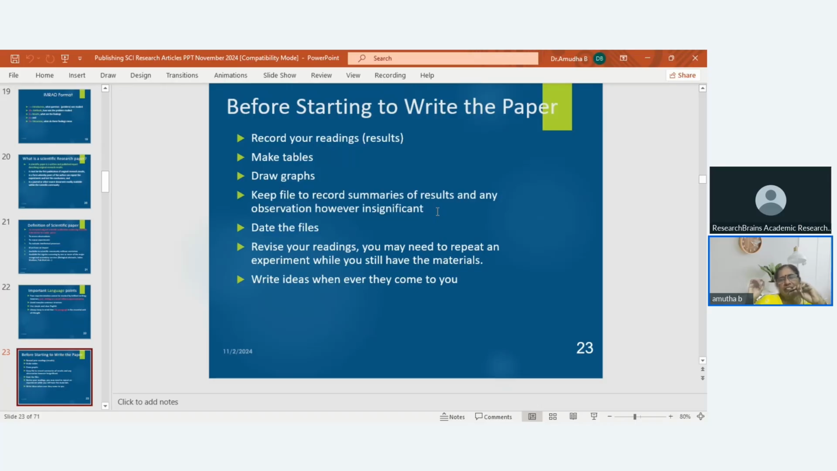Tableau. Data analytics tools you can use, and many things. Or you can use Python, R Studio, SPSS. All these are some of the tools available so that you can make your tables, record your readings, draw the graphs, and make the pictorial representation of your readings visible in the paper. Many tools are available, and you can make use of them.